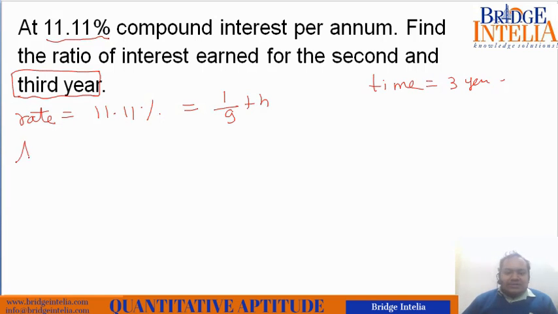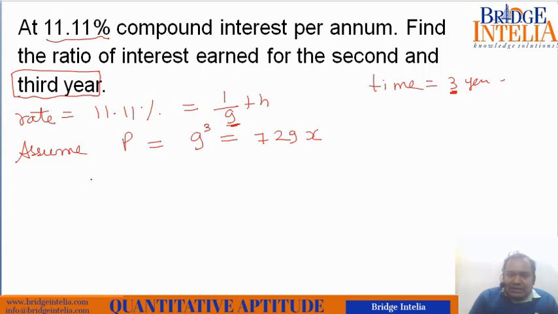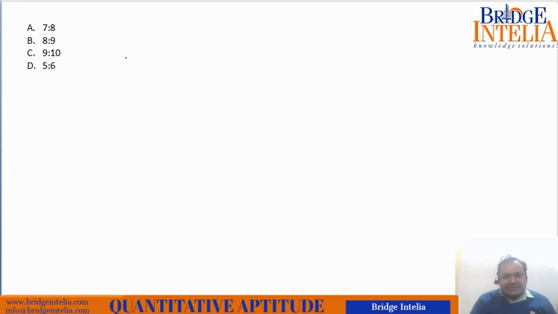So I assume principal to be equal to 9 cube units, this denominator raised to this time period. So 9 cube, that is 729x, and then you start your journey. So let's see. So what is the rate of interest earned for second and third year? So let's move to the next slide. So now let's solve using this. We have already assumed that we are going to deposit 729x and the rate is 11.11%.